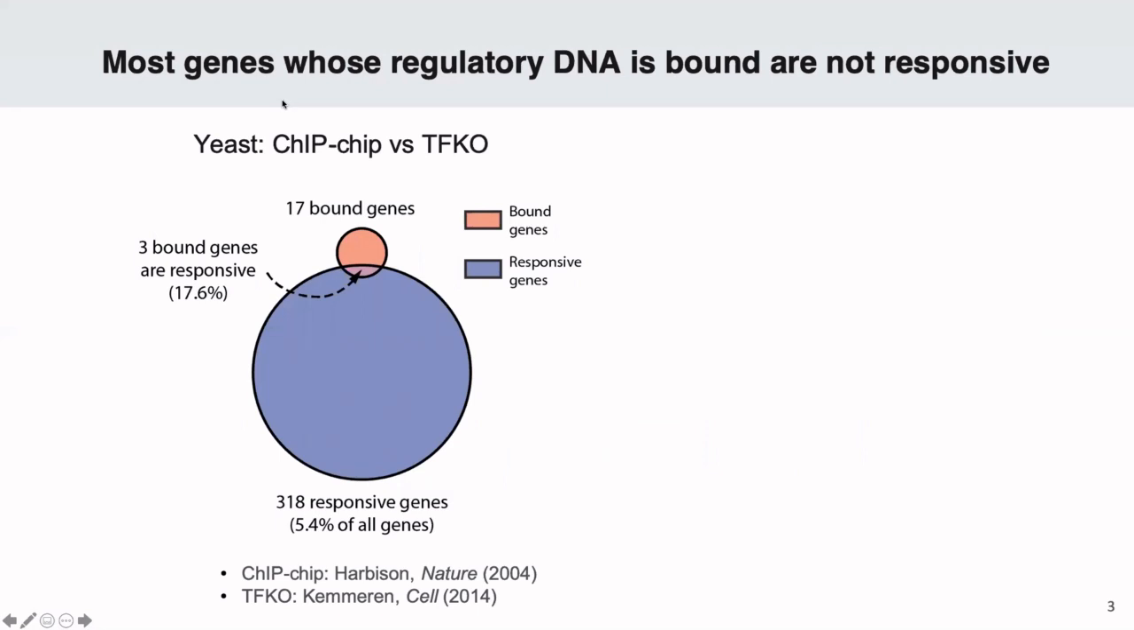Taking yeast, for example, we analyzed the TF binding location data from ChIP-chip and TF knockout. This is across 145 yeast TFs. All the numbers shown here are the median numbers of the responsive and the bound genes. The median fraction of the bound genes that are also responsive is actually very small, less than 20%.